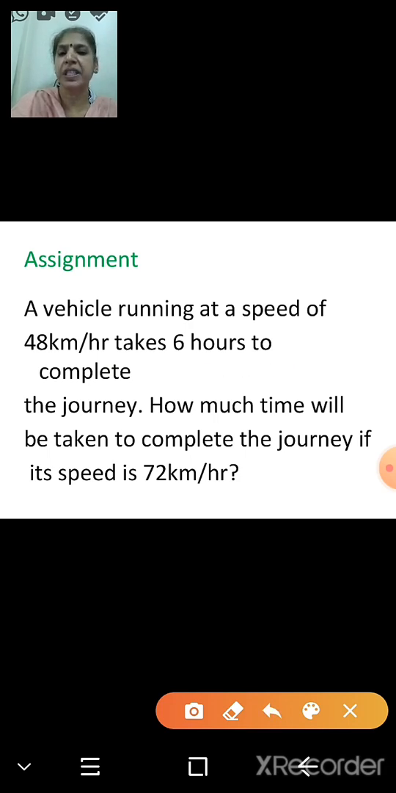It means the journey is fixed. How much time will be taken to complete the same journey if its speed is 72 km per hour? You will be able to do the sum as we have done the previous sums. You can take any variable: let the speed be s, or you can take x, and the time taken be t or y accordingly. Then write the reason. Here, which reason is it? Its speed increases, then time taken will decrease: inverse variation.